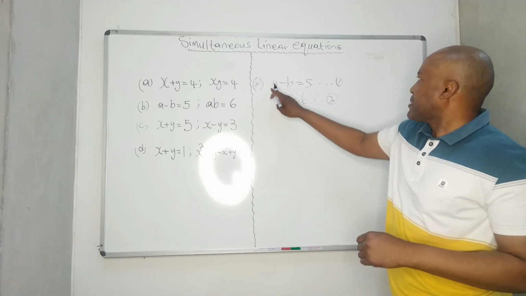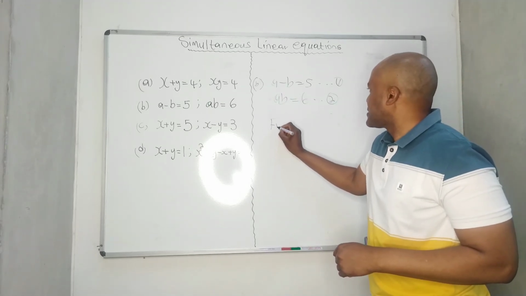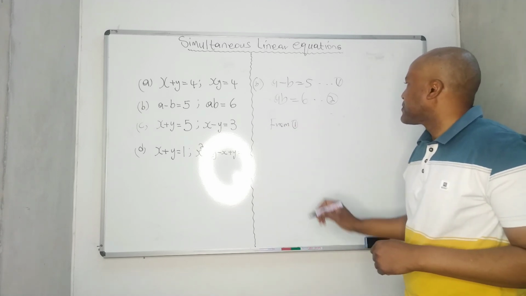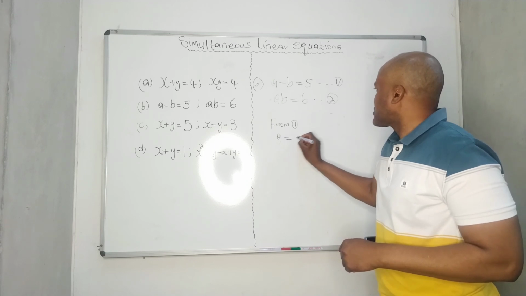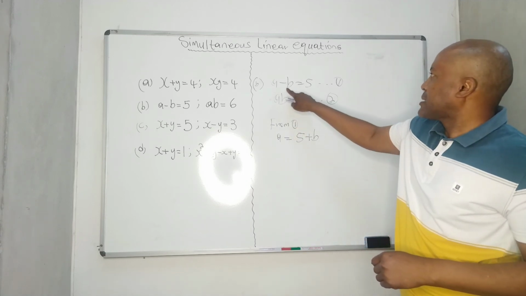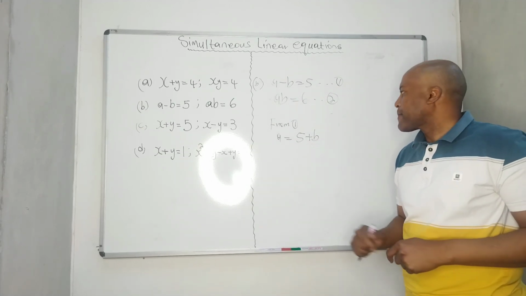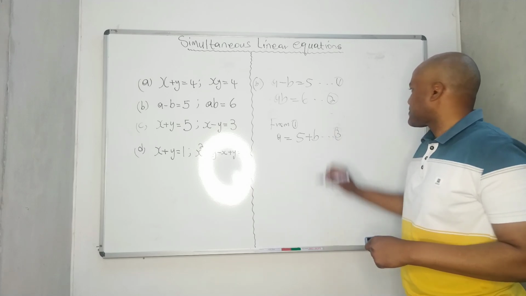Then obviously I'm going to take equation 1. Then from equation 1, a is equals to 5 plus b. I take that b to the other side. It changes the sign to be positive. Then I call it equation 3.